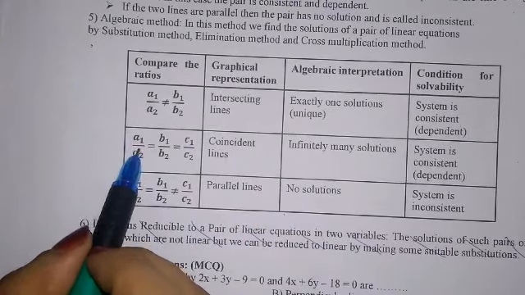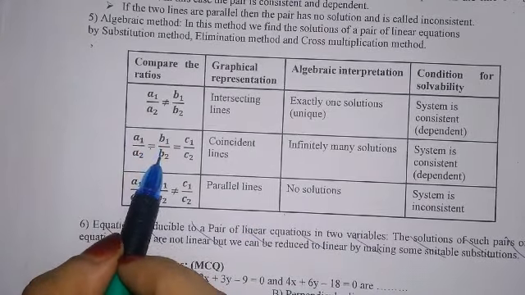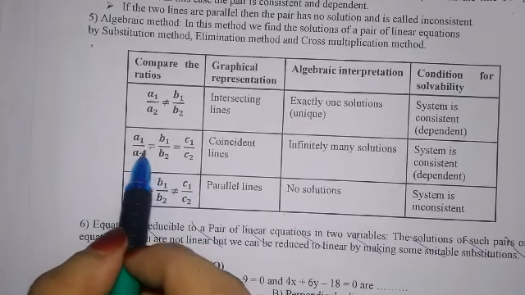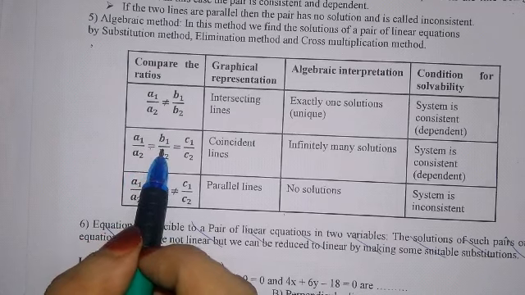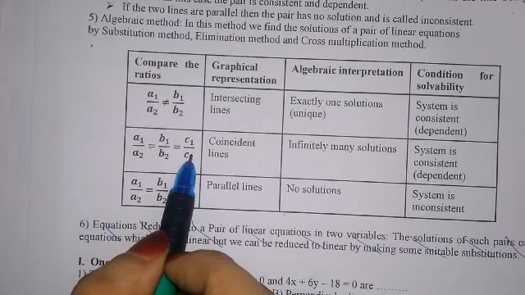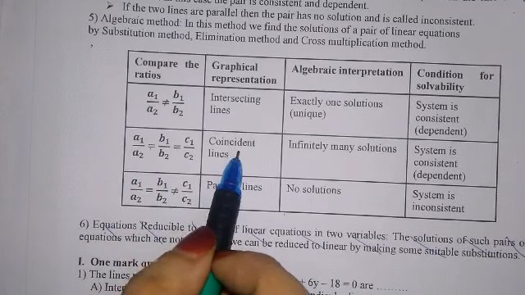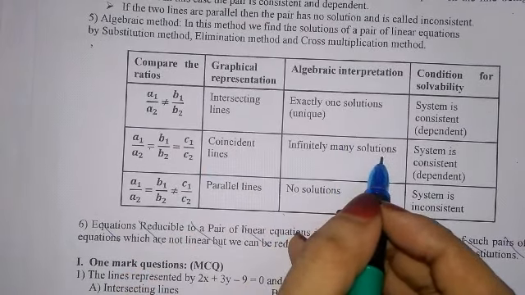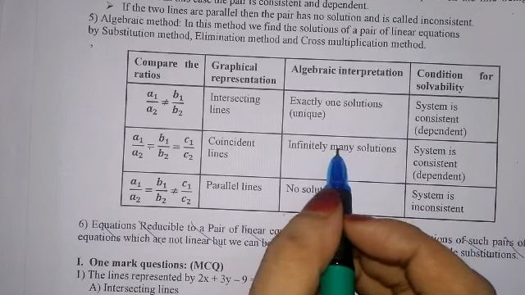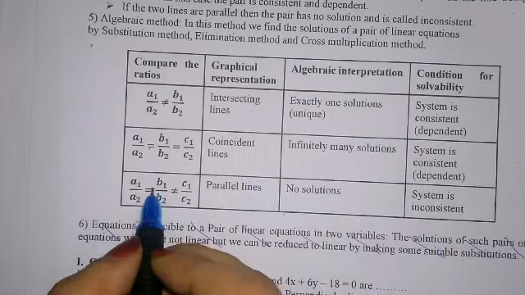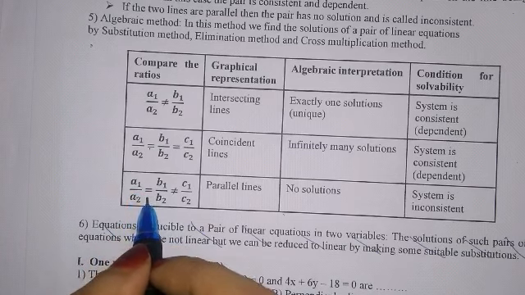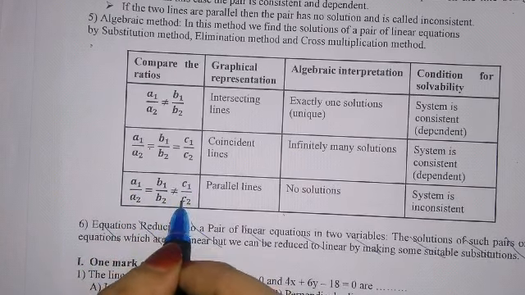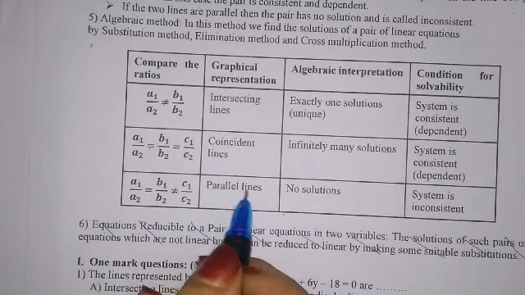Now, a1 upon a2 is equal to b1 upon b2 is equal to c1 upon c2. Everything is equal. Then it is a coincident line. It has infinitely many solutions. So coincident means infinitely many solutions. Now, a1 upon a2 is equal to b1 upon b2, which is not equal to c1 upon c2. Then it is a parallel line.